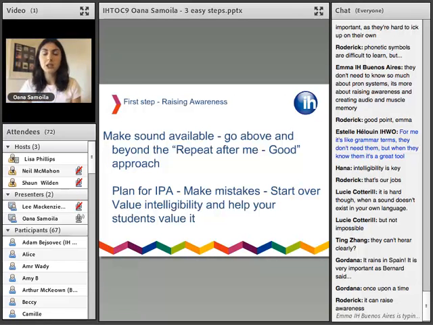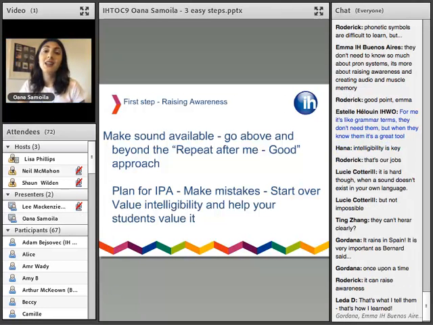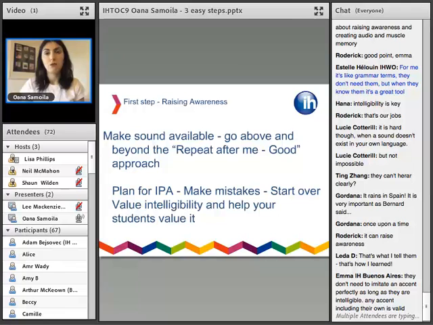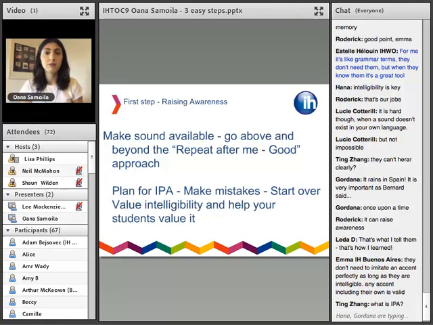And when they open a dictionary, they'll think, oh, you know what? I can do this because my teacher does it with me all the time. This in turn brings me to my last piece of advice, which is value intelligibility and help your students value it. By that I mean that when you make sound available and when you plan for IPA, you also have to be perfectly aware of the fact that they won't get it right. Not the first time, not the second time, not the third time. Maybe it's going to be a couple of years before you're actually going to see some progress.